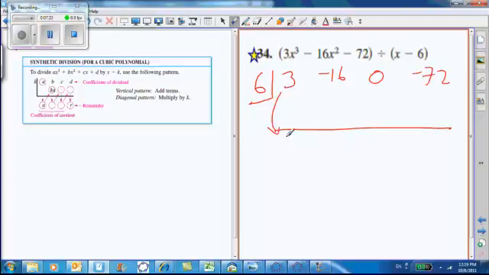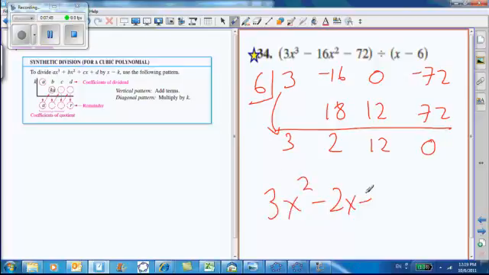Then you just bring the 3 down, then multiply by the number in the box. See this, a to ka. Multiply by the number in the box. So that's 18. This is 2. 2 times 6 is 12. Add them up, you get 12. 12 times 6 is 72. Add them up, we get 0. So it turns out that this factored in there nicely. And you get for your answer 3x squared minus 2x plus 12 plus no remainder over x minus 6, or just 3x squared minus 2x plus 12.